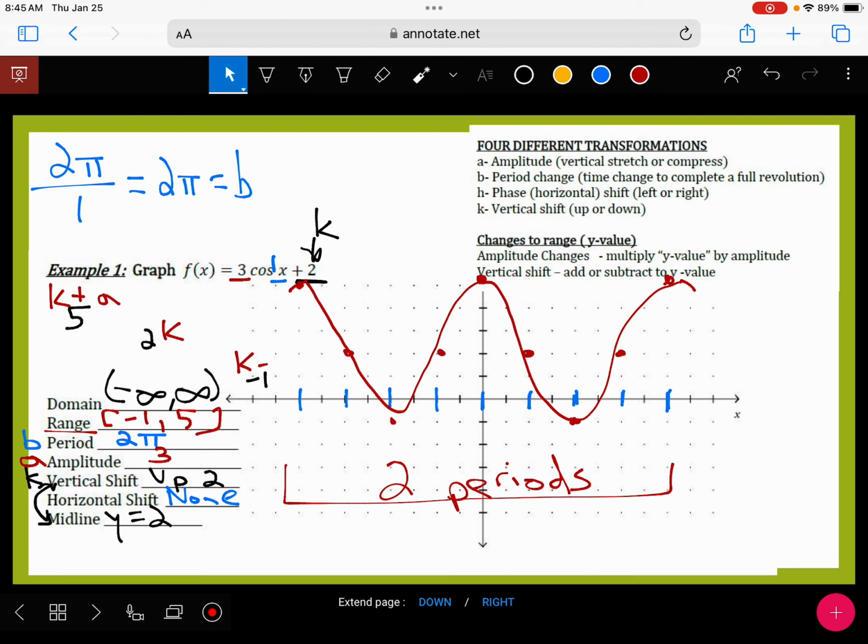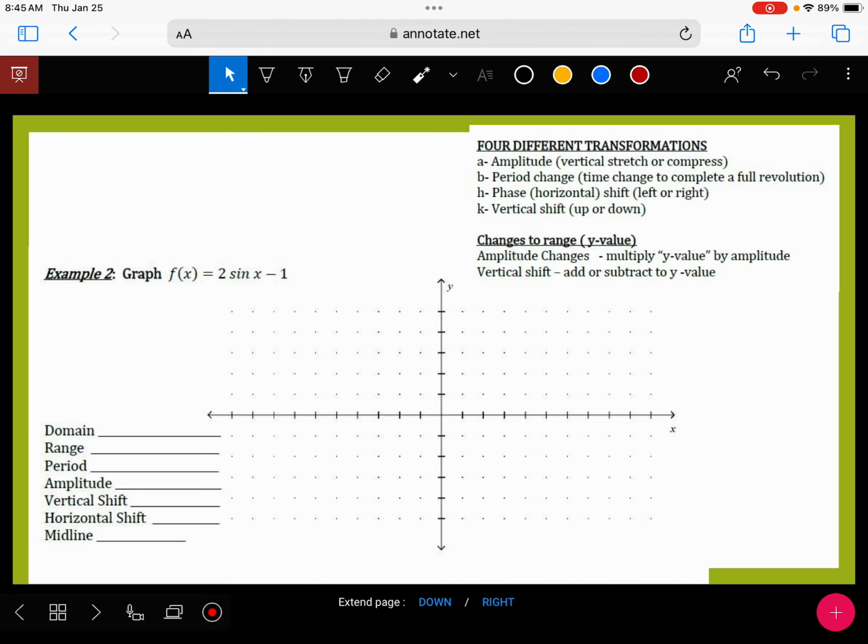So now moving on to example 2. Graphing this one, the first thing I identify is that it's sine. So I know the pattern for sine in terms of k and a is we're going to start at k, then we're going to go up to k plus a, back down to k, down to k minus a, and then back up to k.